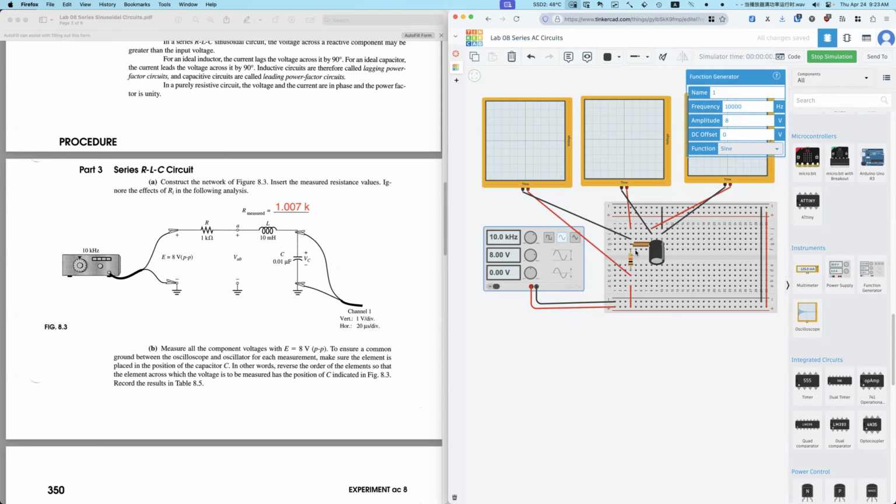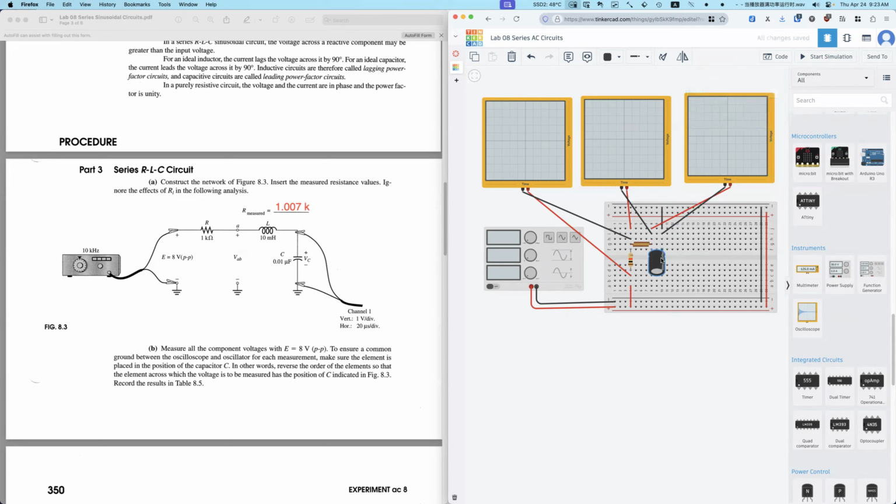Let me check why the other place. Oh, this one I didn't change. Oh, this one I didn't change number. So 0.01 uF. Let me double check whether they are connected or not. This one, yeah, they are connected. Okay, let me use this way.